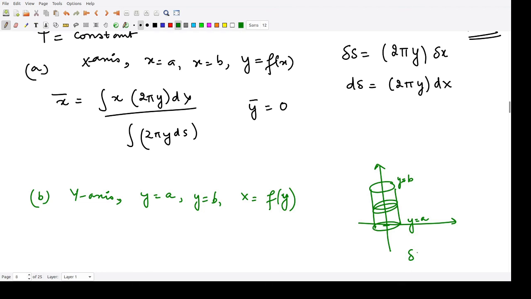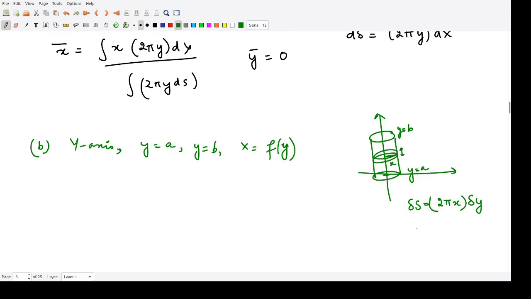So in this case, what would be del s? That would be 2 pi r, the circumference of this. So r would be this length. This is x. So x, and what is this displacement? This is del y. So this displacement is del y. So we have ds to be 2 pi x dy. So this is the value of ds.